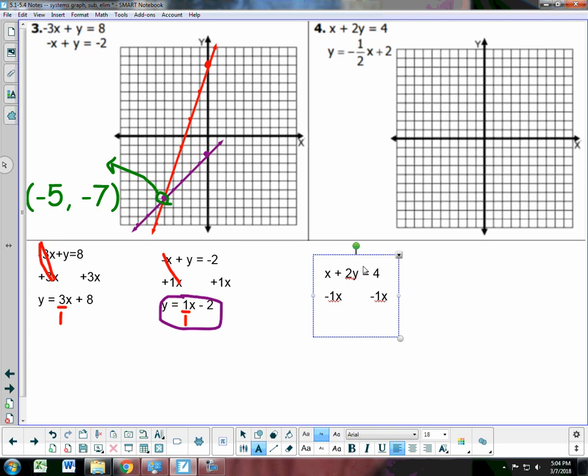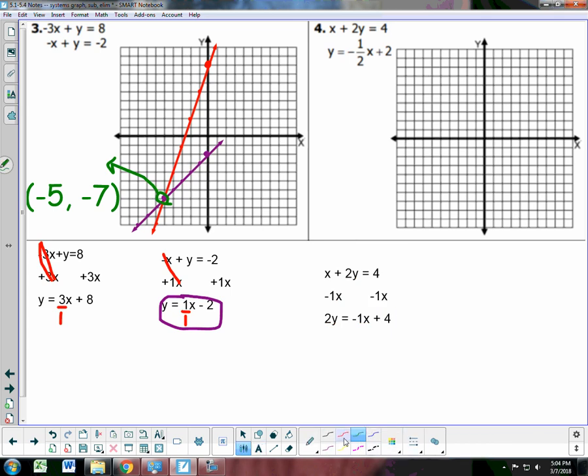Then I'm going to have 2y on the left side, and put that negative 1x before the 4. Since it's a positive 4, it's going to be plus 4. Now I want to get rid of that 2, so I'm going to divide by 2 on both sides. So divide by 2. And when I divide by 2, I'm going to divide everything by 2. So divide this negative 1 by 2 and the 4 by 2.